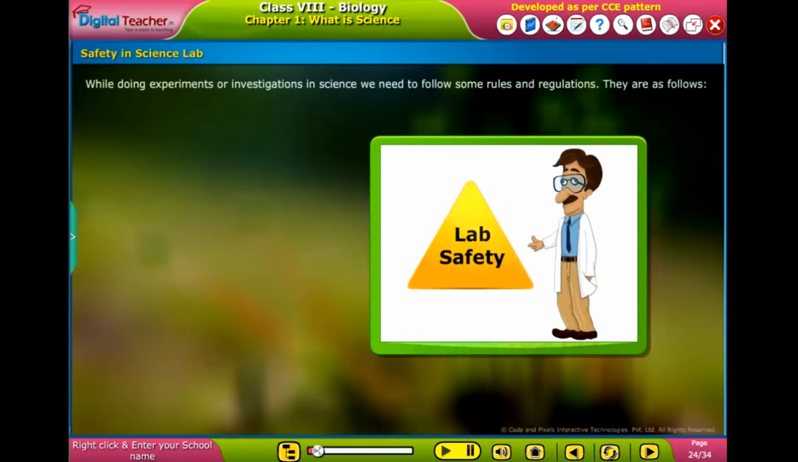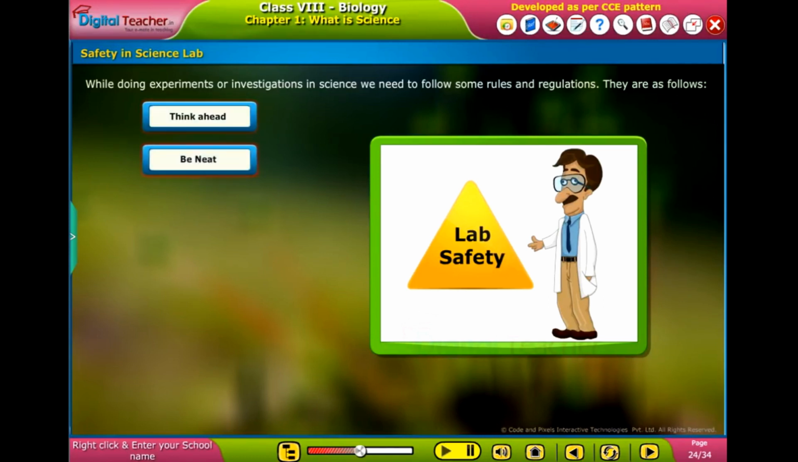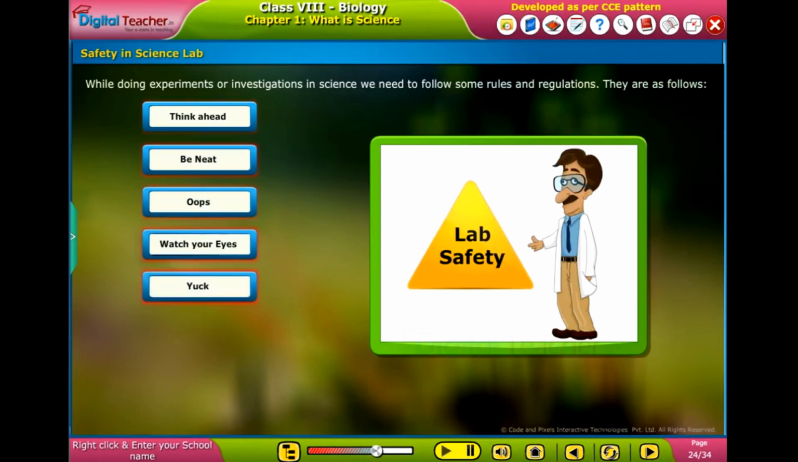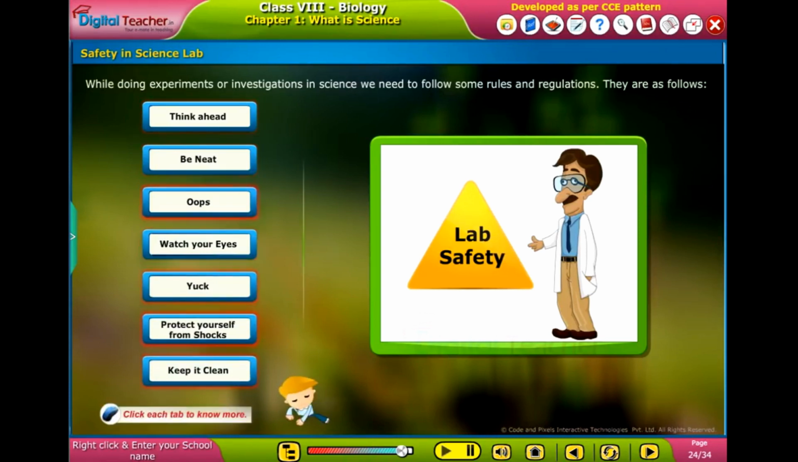While doing experiments or investigations in science, we need to follow some rules and regulations. They are as follows: think ahead, be neat, oops, watch your eyes, yuck, protect yourself from shocks, keep it clean. Click each tab to know more.